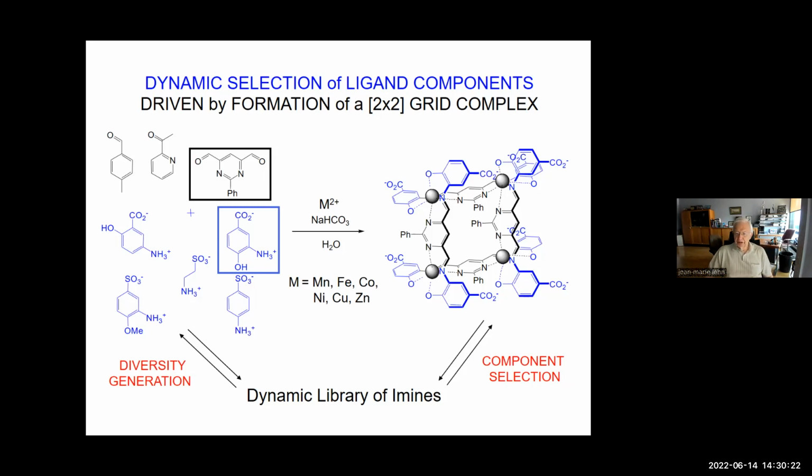By component selection, you can see that among these different components, only 2 are selected, the dialdehyde, of course, but also on the amine side, the one which leads to the ligand which has the best grid-forming processes. And you see here that this library, which contains a dynamic set of imines, a mixture of imines, as soon as you add metal ions, which can form a grid, it will simplify the system and give only the imines which are necessary for making the complexes.